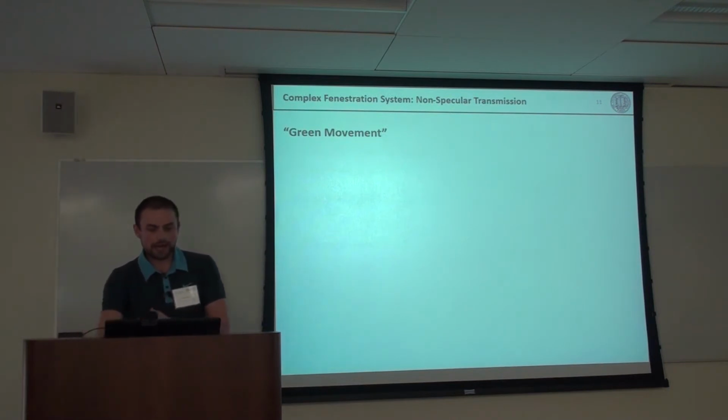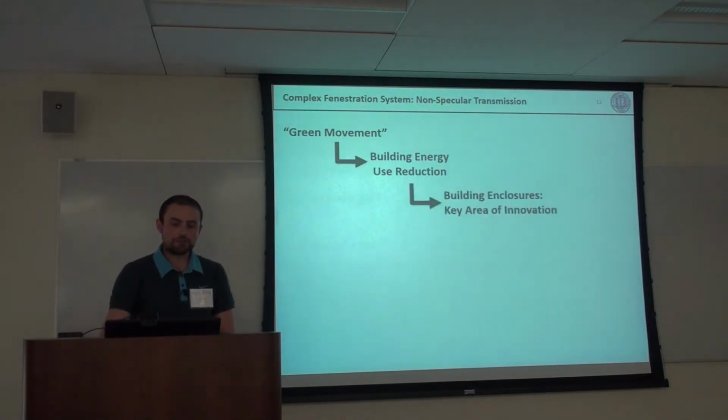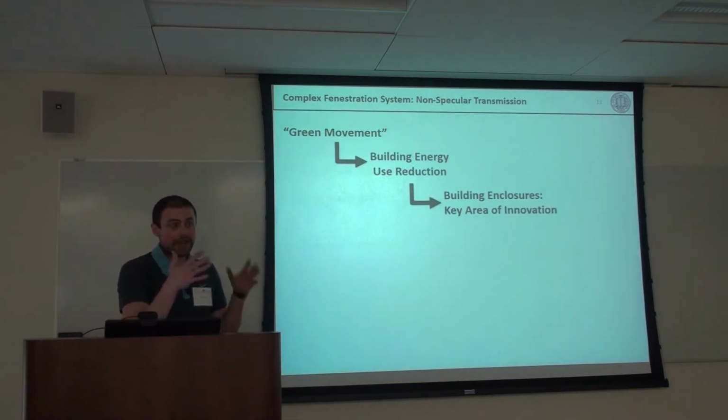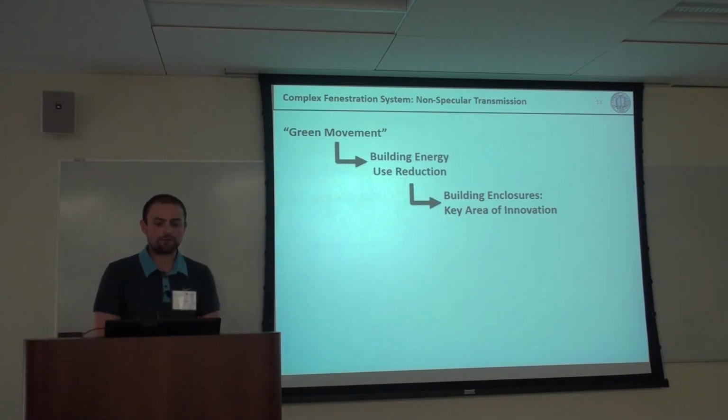So the green movement right now is targeting reducing our energy usage throughout society, right? Buildings currently use about 40% of all the energy use in developed economies. So within the buildings, the building envelope actually dictates a lot of the energy use. And again, there's a pretty detailed explanation of why that's the case, but we're just going to take my word for it that the building enclosure is an area where a lot of research is happening right now to try to reduce energy use in buildings.